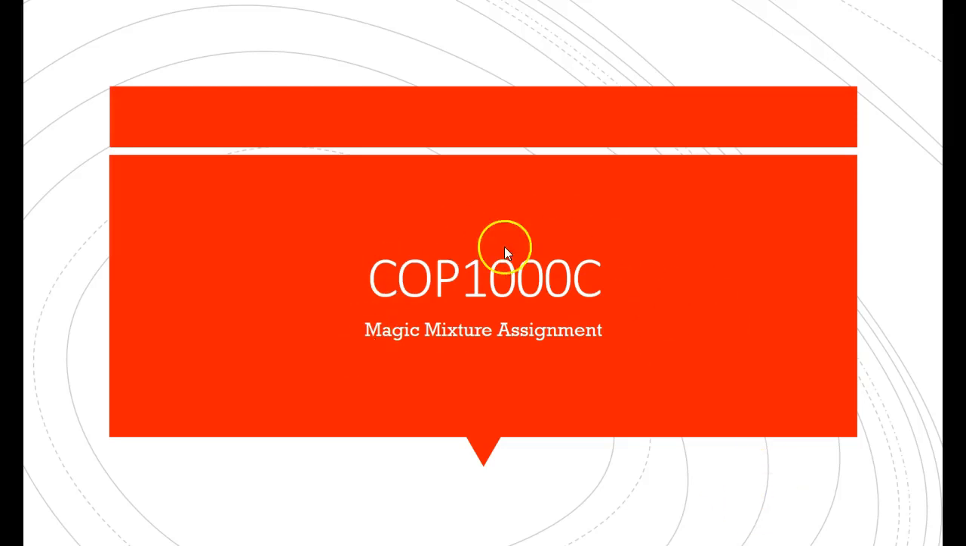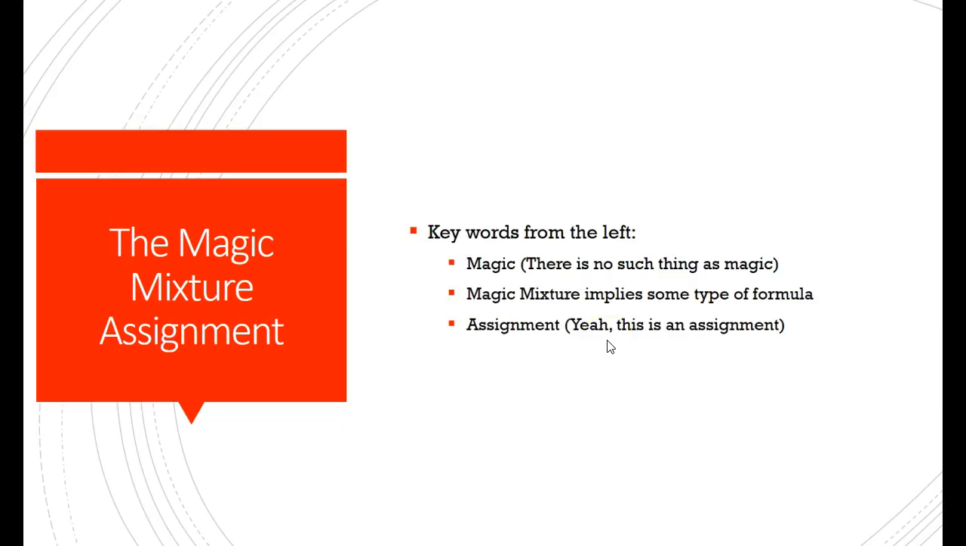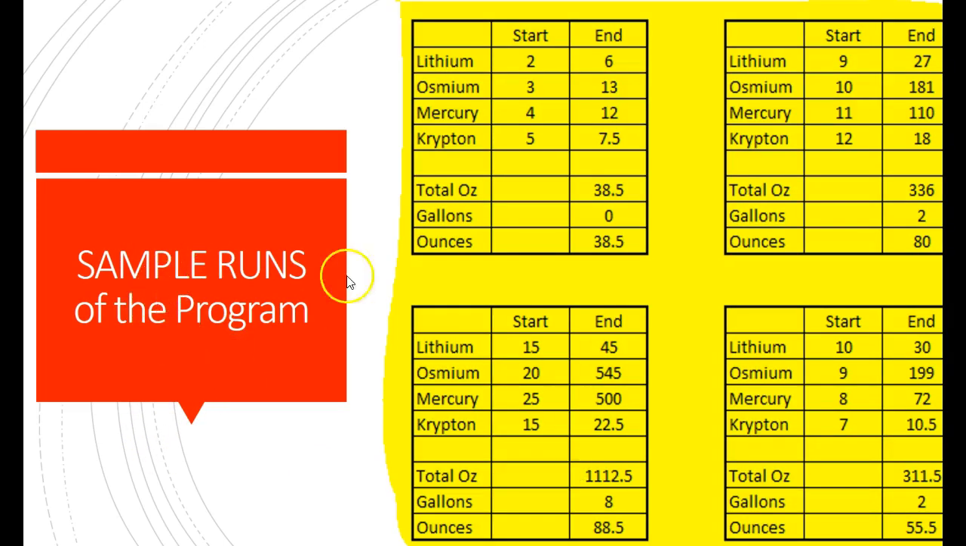Okay, as promised, I'm going to review the COP 1000 MagicMixture assignment. When you do the MagicMixture assignment, first thing you want to do is analyze the assignment definition and specifications. So from the left, keyword is magic, no such thing. MagicMixture implies there is going to be some type of formula that you're going to have to invent, and yeah, this is some type of an assignment.